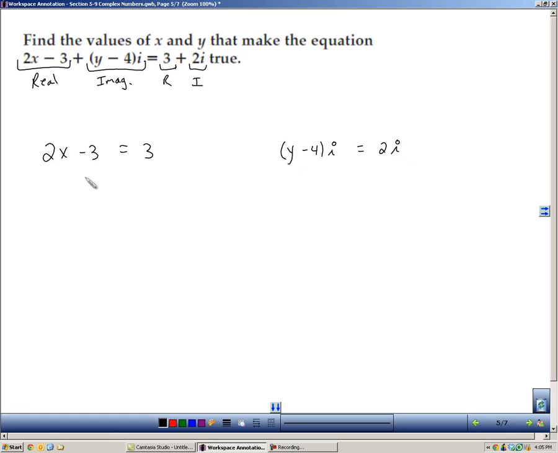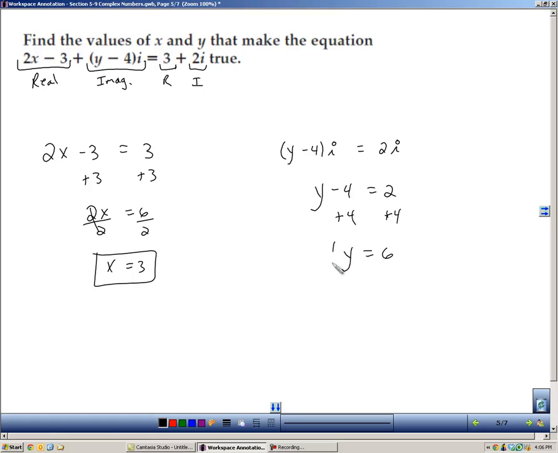Let's start over here by adding 3 to both sides. So 2x equals 6, and then divide by 2, x equals 3. And then this one over here, if y minus 4i equals 2i, then we say that y minus 4 must equal 2, and then we will add 4, and y will equal 6.